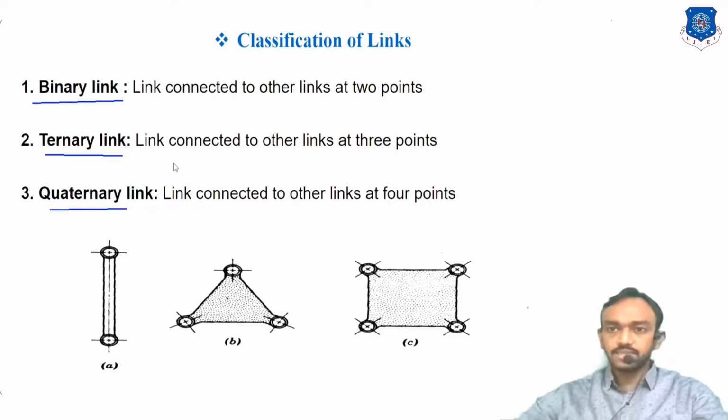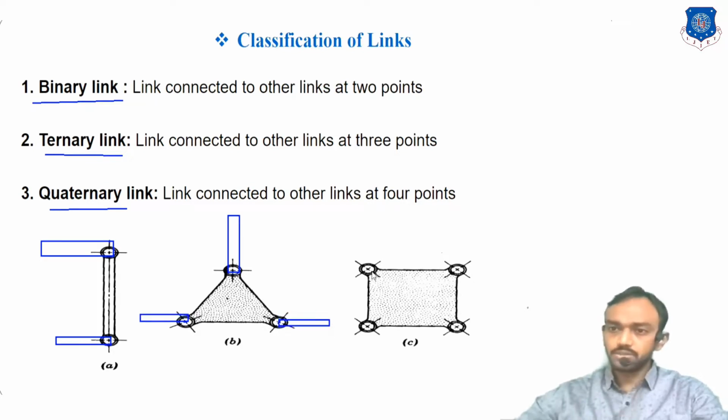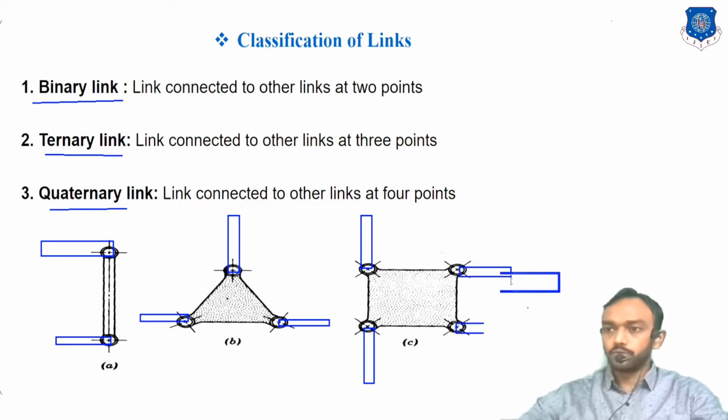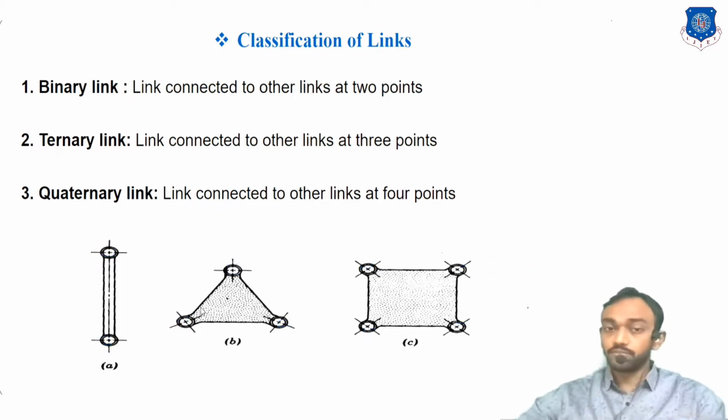Okay, you can see in this figure, binary link means a link connected to 2 other links. Means in this particular link I can connect 2 other links, that's why it is called a binary link. And ternary link means if you connect 3 other links to one particular link, then it is called a ternary link. And quaternary means you can connect 4 other links. Okay, whatever the position, it depends upon the mechanism, but 4 links can be connected in a quaternary link. So these are the 3 types of rigid link. Okay.